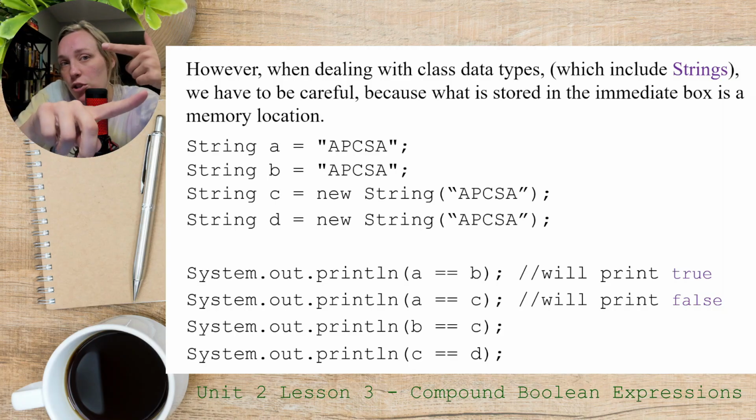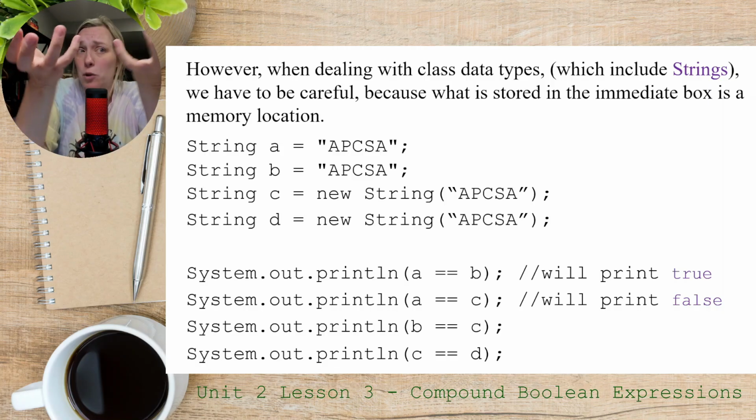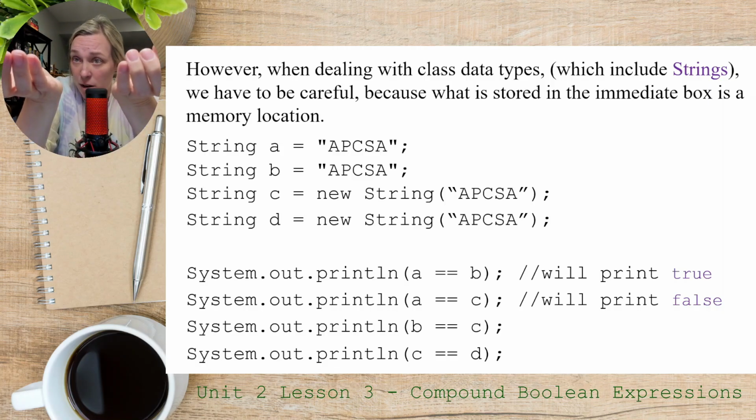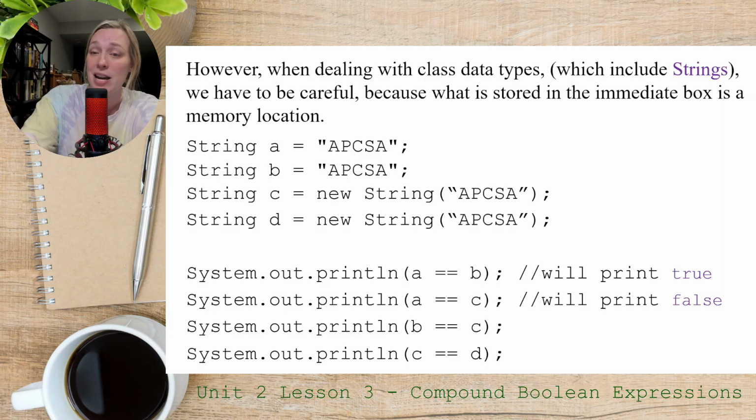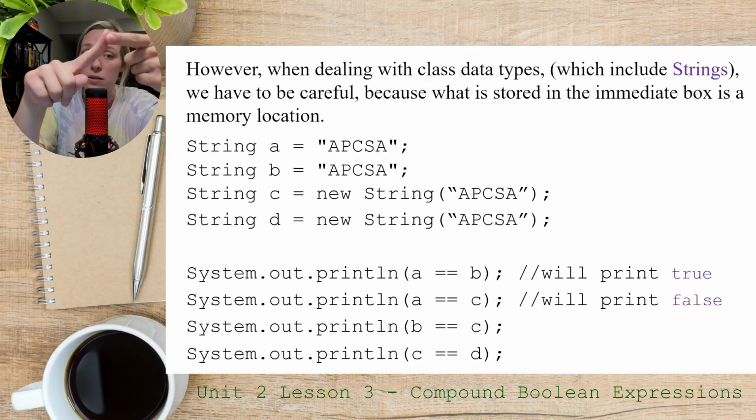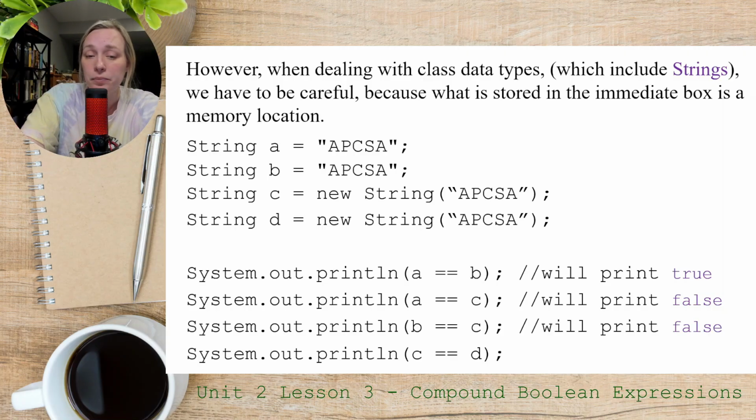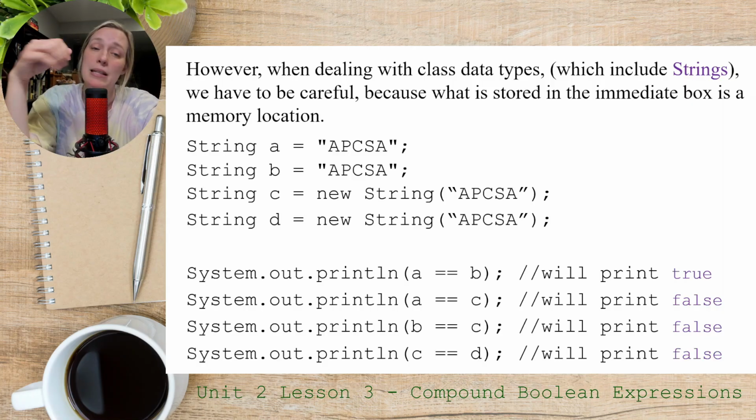And equal to, because it looks at what's stored in that reference variable. In the reference variable for strings, it's a memory location. And in both of these, they're pointing to different memory locations. So you are going to print false. Same thing with B equals C, and same thing with C equals D.